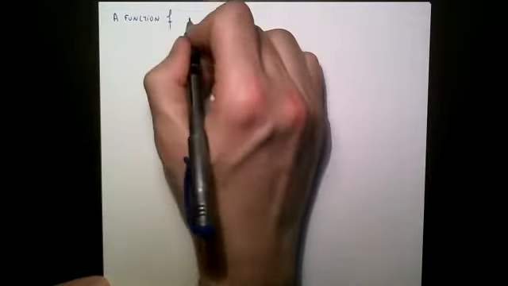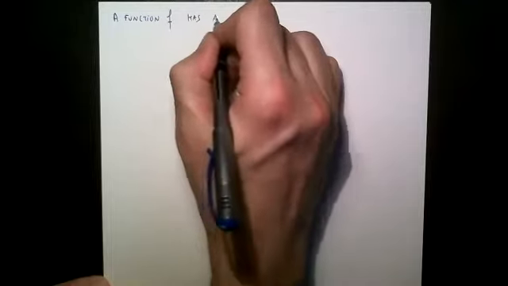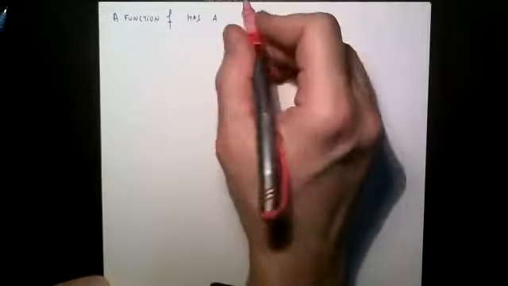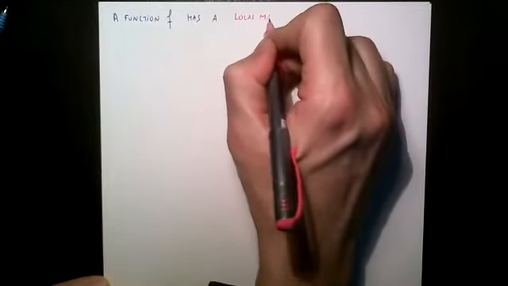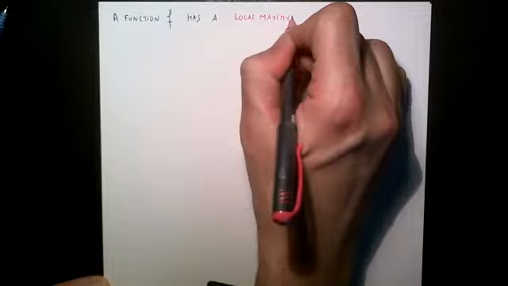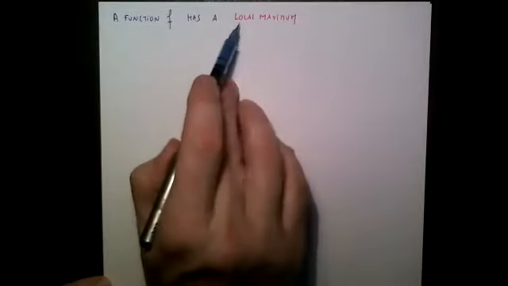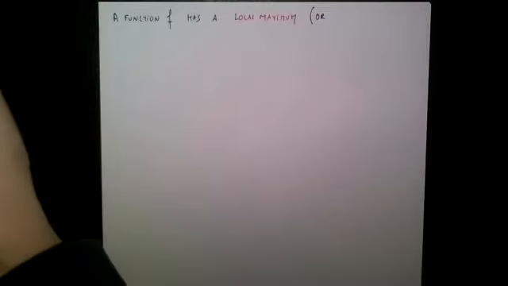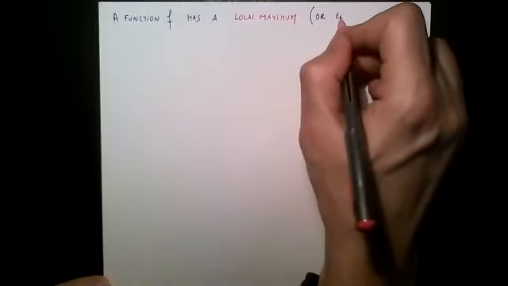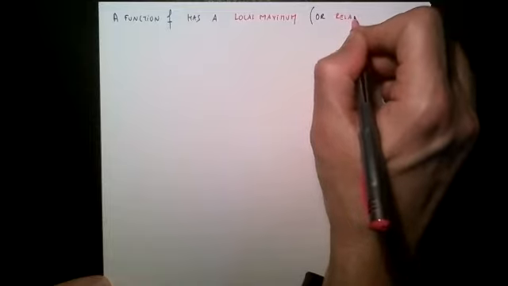So two more definitions and then the big theorem. Okay, so a function f has a, so the word here is a local maximum. Okay, so before we had an absolute maximum, now we have a local maximum. Or we also call it, you've probably seen this in high school, a relative maximum.